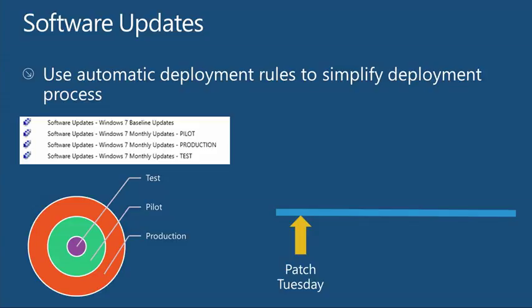Okay, so this is my timeline, right? That's Patch Tuesday, and I've got an automatic deployment rule which runs just after Patch Tuesday.